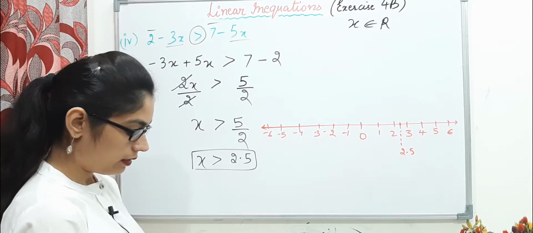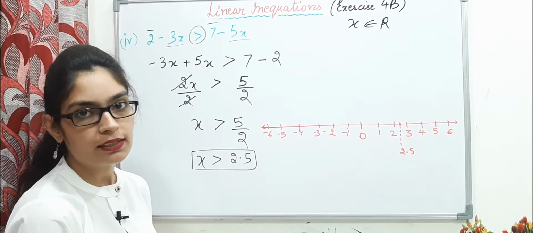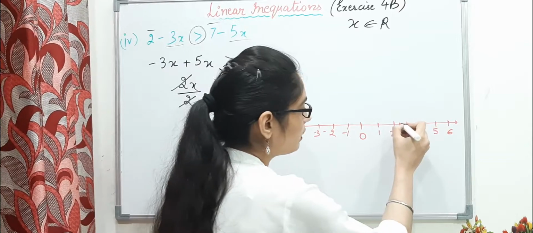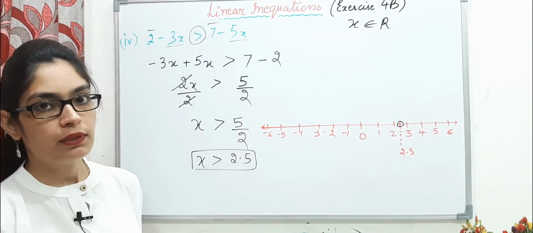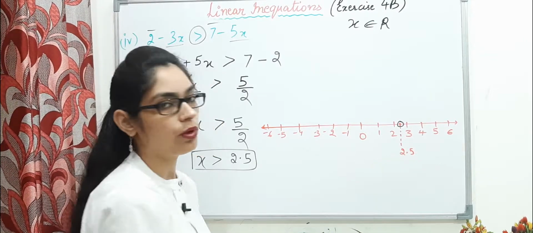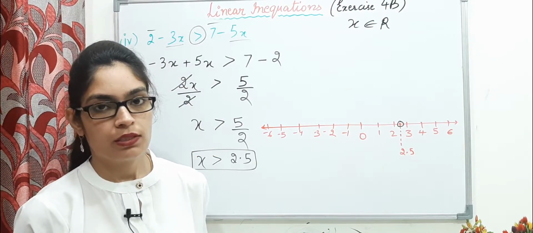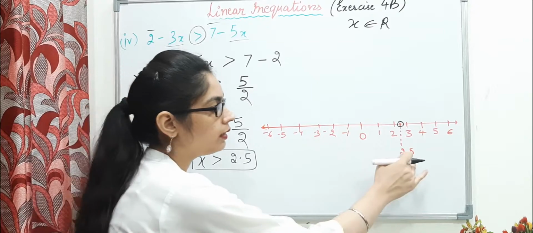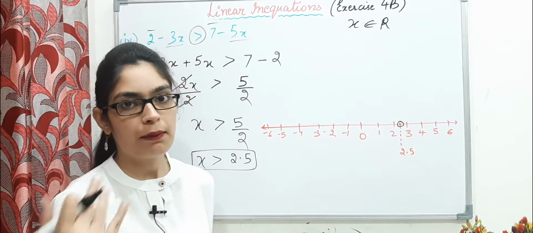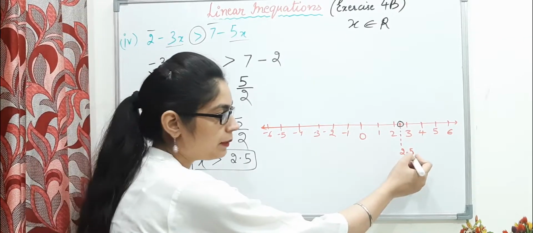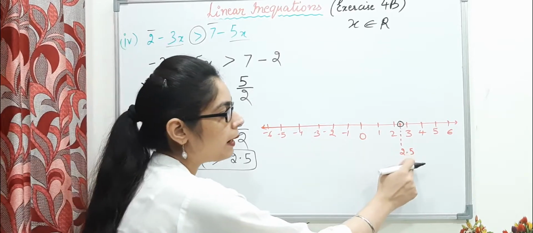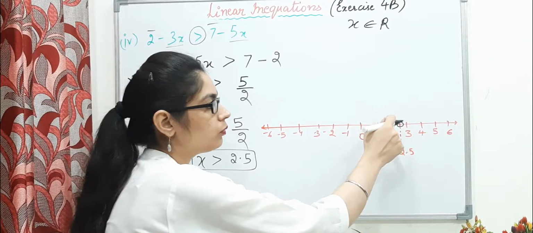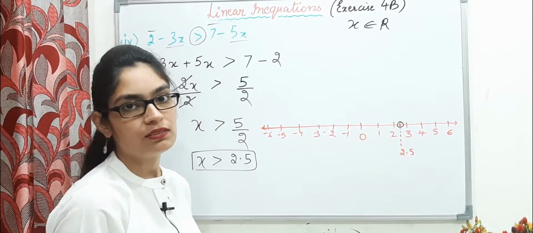So x is greater than 2.5, only greater than sign means small circle we have to draw on this point. Since it is a real number, that is why we are starting from that number itself. See, real number means all the numbers are included. It can be this decimal number also, it can be fraction also, all the numbers. So you have to mark on 2.5, not on 2 or 3, because it's a real number.